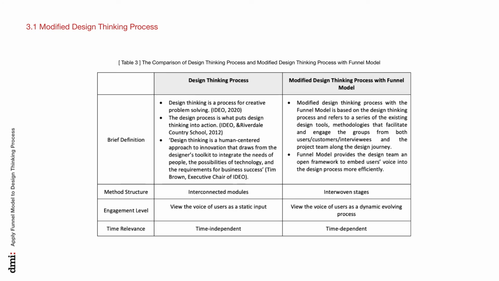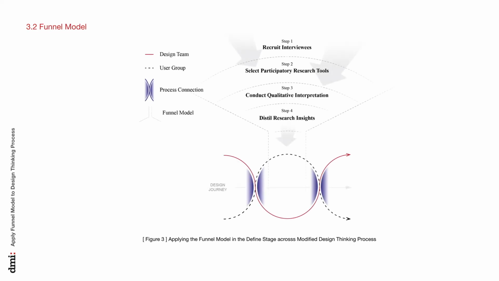So, what is the difference between the typical design thinking process and the one with the funnel model? Shown in this comparison chart, the traditional design thinking process contains interconnected modules. However, the modified design thinking process with the funnel model consists of interwoven stages, which enable more collaboration between the design team and user groups. Let us dive deeper into the funnel model.